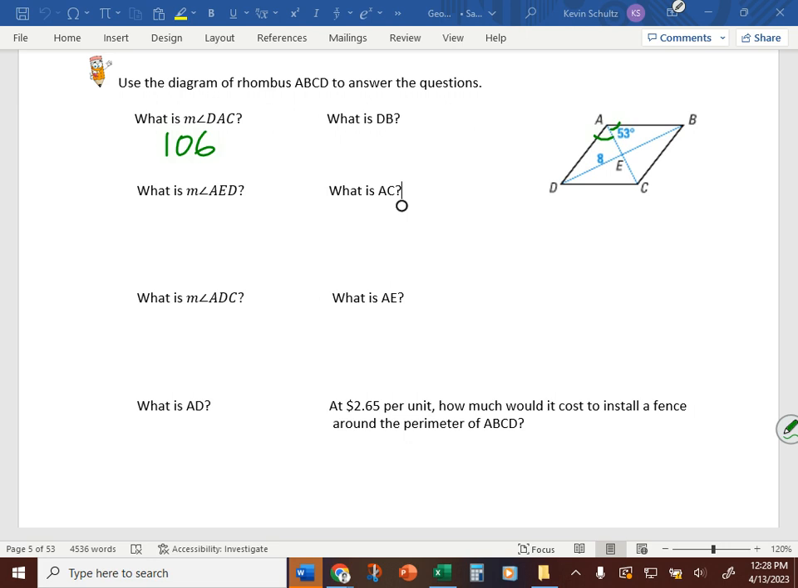It's 106 because what the diagonal does is it bisects the angle, right? It divides it into two congruent sections. So this one that's marked as 53 is going to be congruent to this angle here. Oh, my bad, sorry, I did DAB. You're right, 53. DAB would be 106. DAC, this one here, is going to be congruent to that.